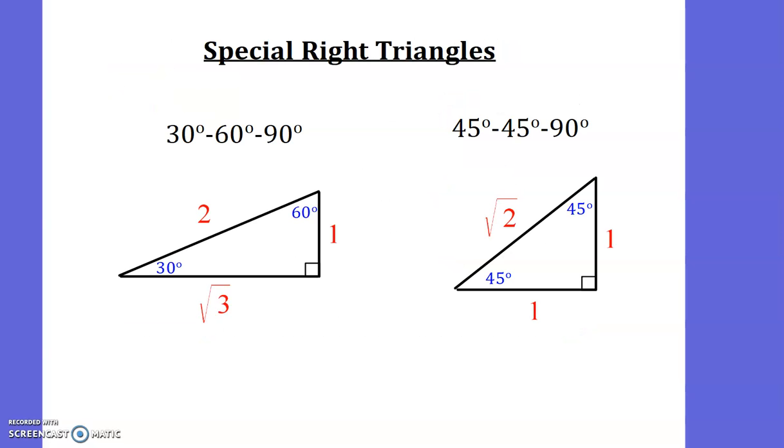Reviewing the 2 special right triangles that we're going to be using. We have our 30, 60, 90. Across from 30 degrees is 1. Across from 60 is square root of 3. And then the hypotenuse is 2. We need to also remember radians. So 30 degrees is pi over 6, and 60 degrees is pi over 3 in radians. For the 45, 45, 90, the legs are both 1, and our hypotenuse is square root of 2. Pi over 4 is the radian form for 45 degrees.